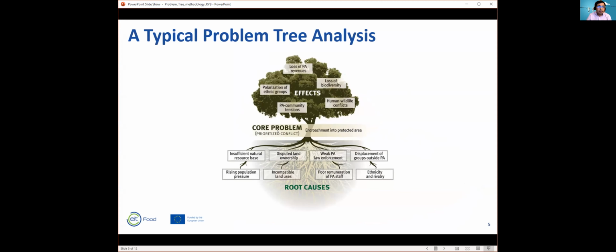So here the example is the core problem of encroachment into protected areas. So encroachment by populations into a protected forest area where people are starting to enter, right? So it's creating some kind of conflict. And what does this lead into?